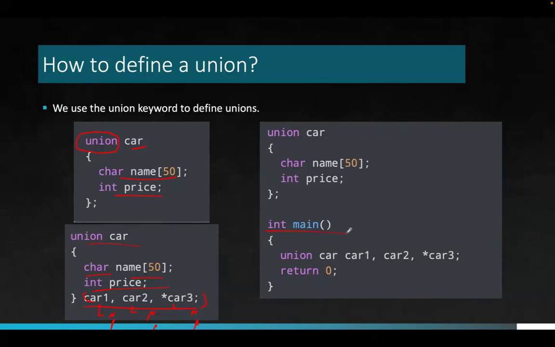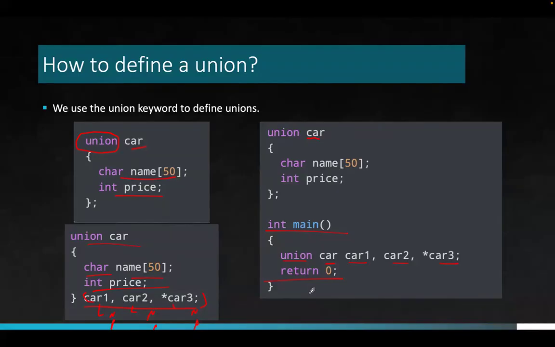Now the int main function has another way, which is union car. Car is the name of the union, and these are the different types of car members: car 1, car 2, and *car 3. Once this is done, you return 0. These are the three different ways of defining a union.